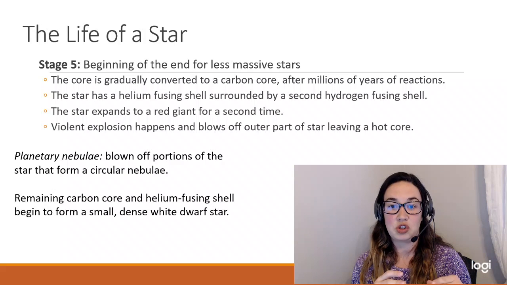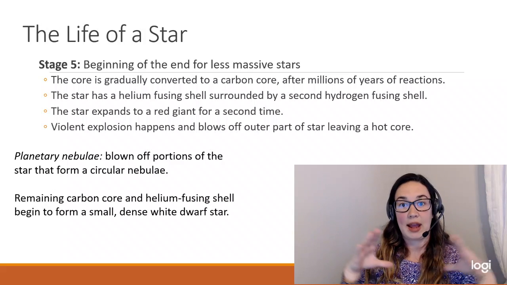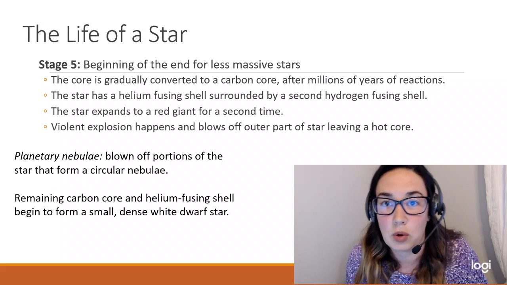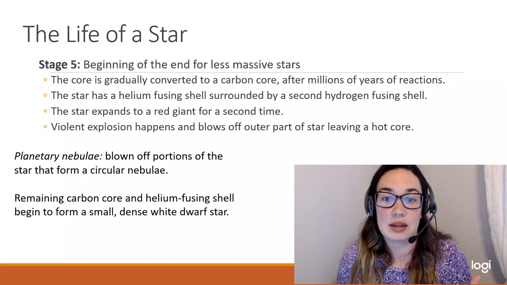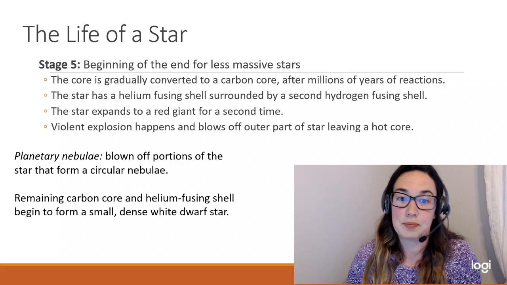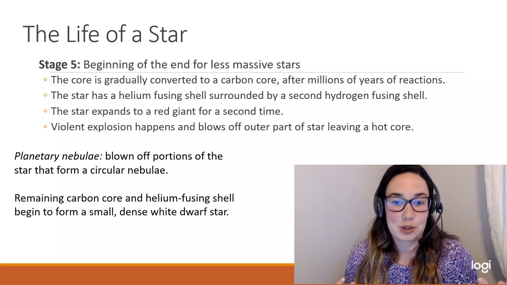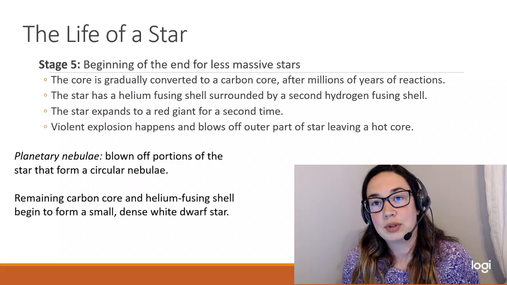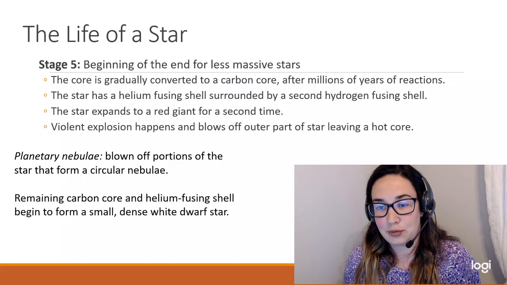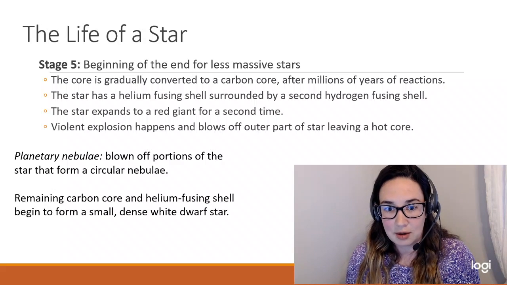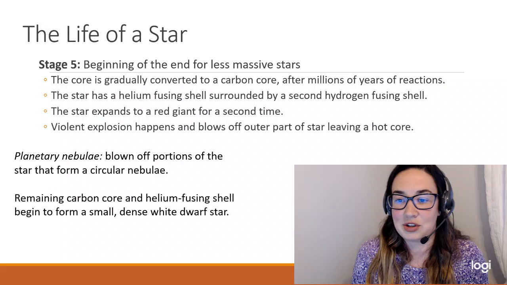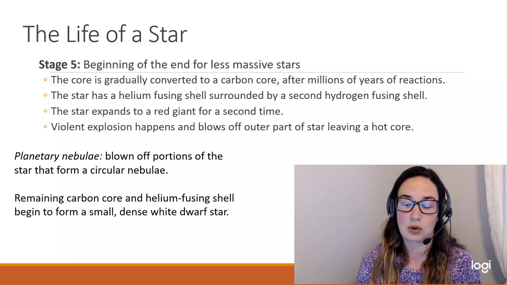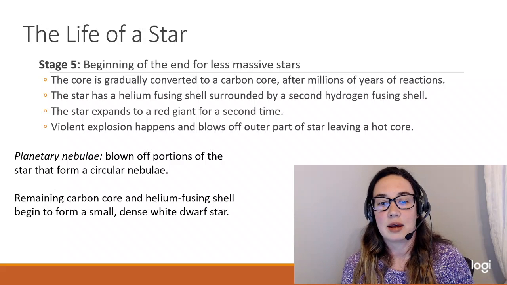And then eventually the star will expand to a red giant for the second time. So it will go back into that red giant stage for the second time before a violent explosion happens and blows off the outer part of the star and only leaves the hot core. So unfortunately it doesn't end well for the star, but eventually it will just leave that inner hot core.